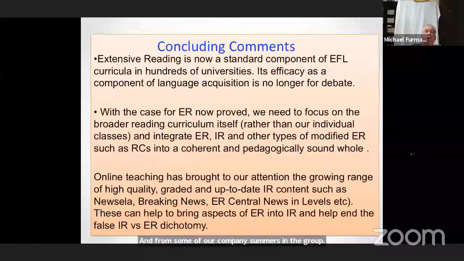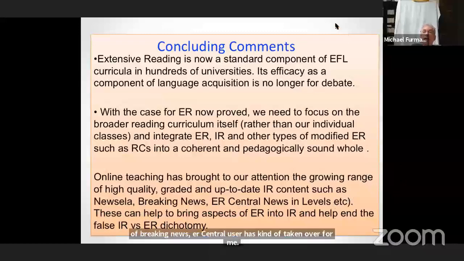And here's my concluding comments. Extensive reading is now a standard component of EFL curricula all over Japan, but we don't really need to fight this battle anymore. We've got to figure out how to fit it in neatly. The case has been proved. So we need to focus on the curriculum. We need to find ways to integrate ER and IR together. And then finally, with the pandemic, all of us have been looking for online stuff. I have become a big fan of Newsela. I used to be a big fan of Breaking News English and ER Central, but Newsela has kind of taken over for me. And that basically is it.